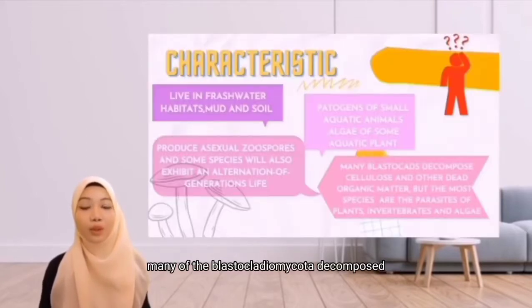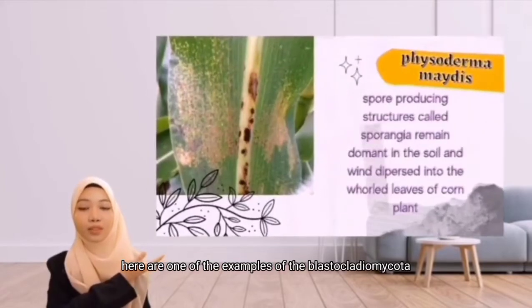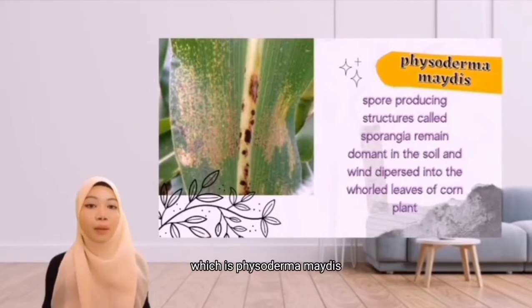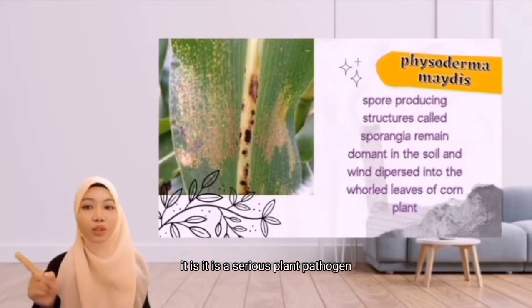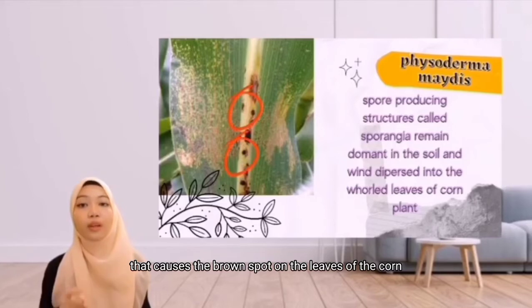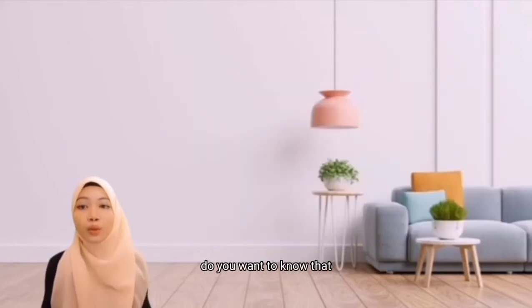Many of the Blastocladiomycota decompose cellulose and other dead organic matter, but most species are parasites of plants, invertebrates, and algae. Here is one of the examples of Blastocladiomycota, which is Physoderma maydis. It is a serious plant pathogen that causes brown spot on the leaves of corn. Do you want to know more about that?